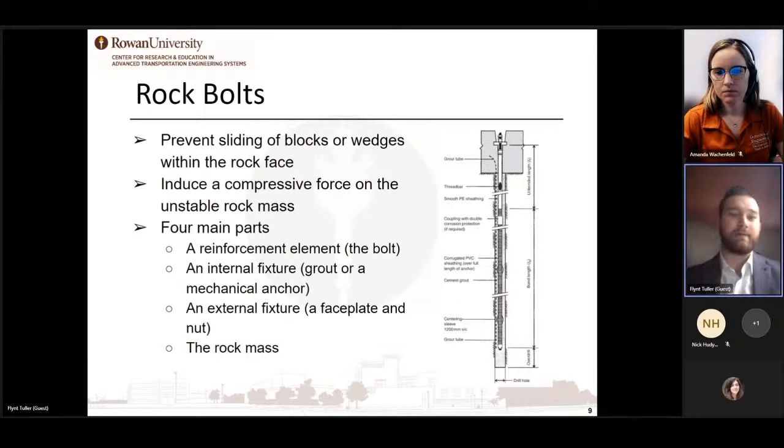There are four main parts to rock bolts. You have your reinforcement element, which is the bolt itself, going through the center of that unstable rock mass. You have your internal fixture, often grout or a mechanical anchor of some kind, which goes into the stable rock mass behind the instability. You have an external fixture, which is a faceplate and a nut. This will be a little bit larger, but it is the face where all the compressive force is driven into the outer section of the instability. And then, of course, a rock mass is needed as well, otherwise compressive forces wouldn't be generated.